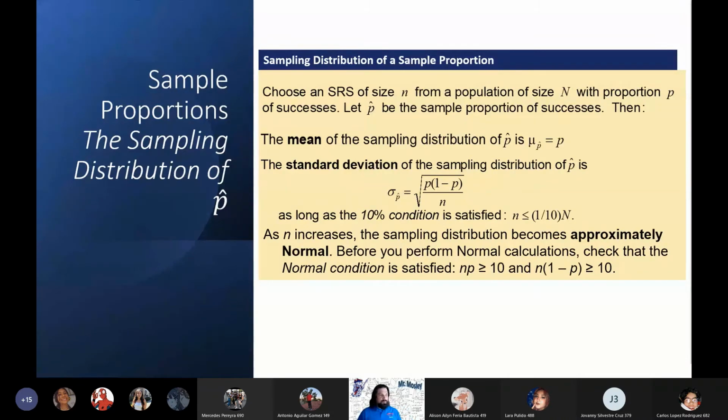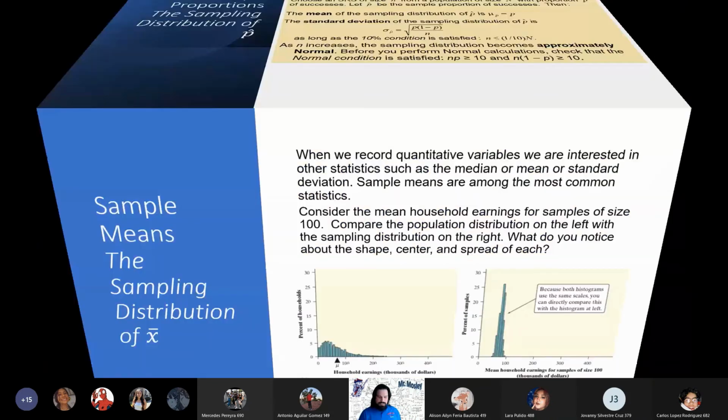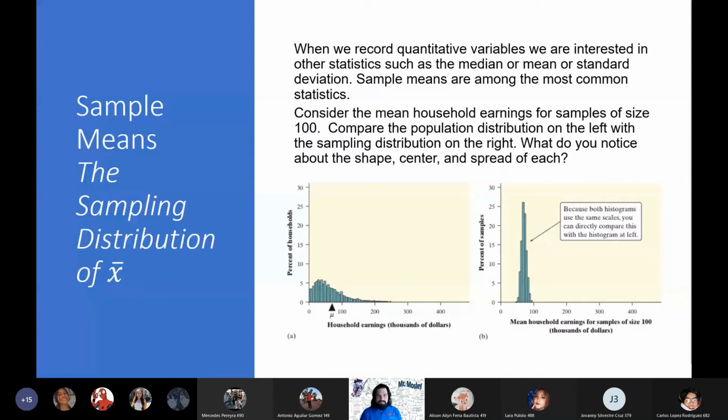So next, that's sample proportions. Now we're going to move on to sample means. So now we're going from p hat to x bar. When we record quantitative variables, we are interested in other statistics such as the median or mean or standard deviation. Sample means are among the most common statistics.